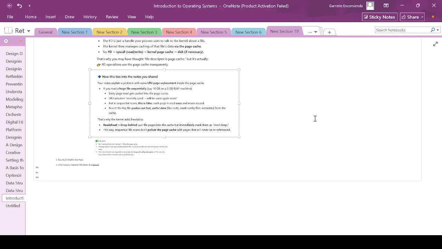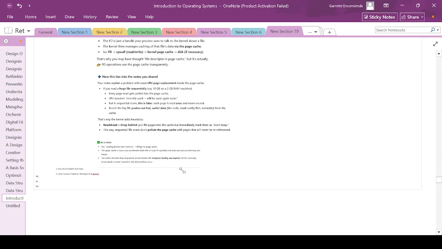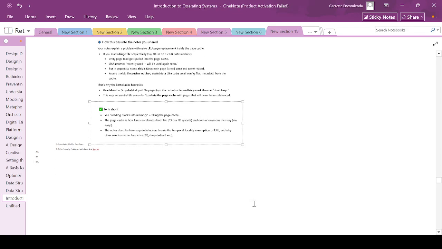That's why the kernel adds a heuristic: read ahead plus drop behind. Pull the file pages into the cache, but immediately mark them as don't keep. So it has that don't keep marker, like for dirty pages or access. This way, sequential files don't pollute the page cache with pages that will never be referenced. So we don't just put any data here in the page cache, as we can see in the modification of 2Q replacement. We add a dirty and clean list.